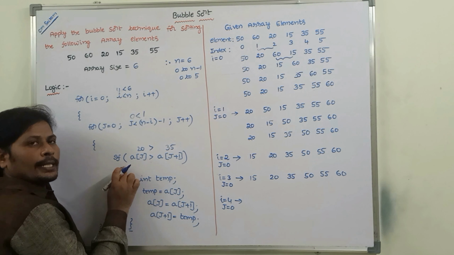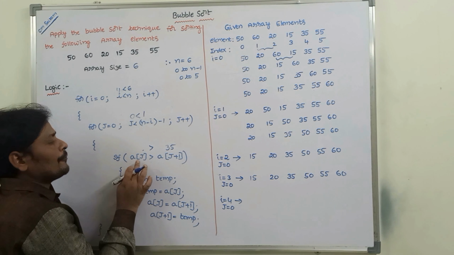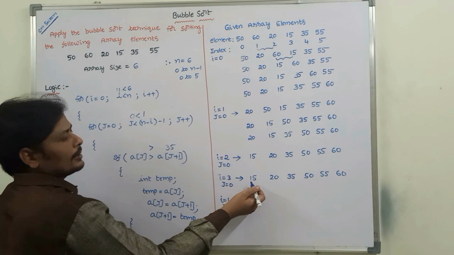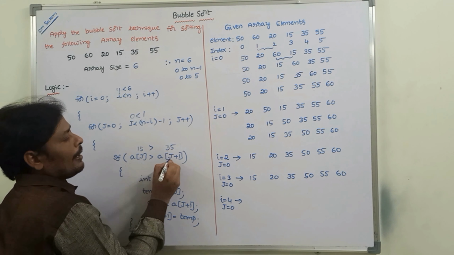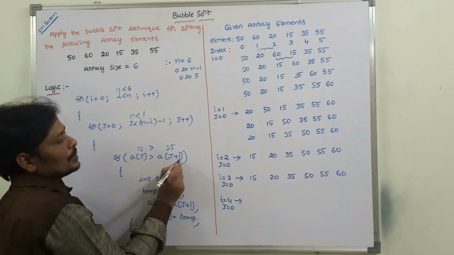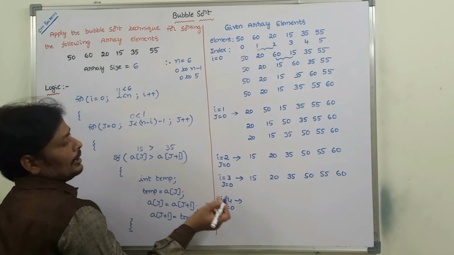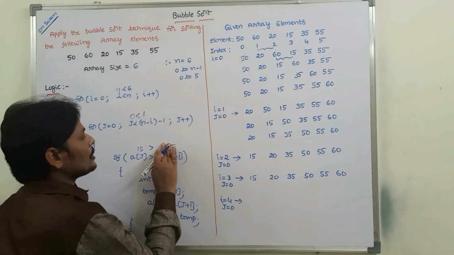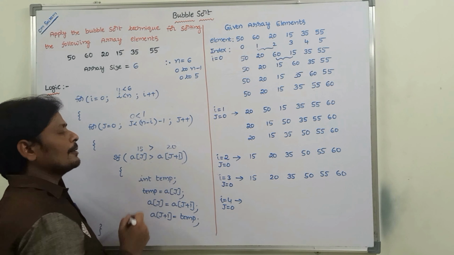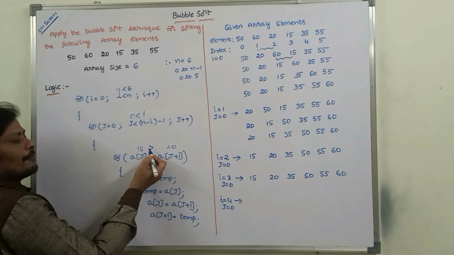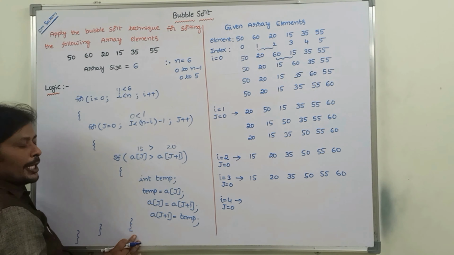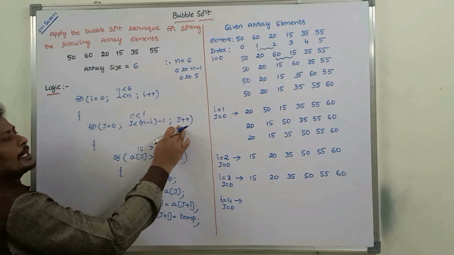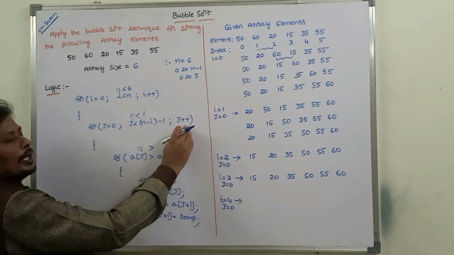Here if statement is there. If A of 0, j value 0, A of 0 means that we are getting 15. So 15 greater than A of j plus 1, j value 0, 0 plus 1, so that is 1. A of 1 contains 20. So 15 greater than 20, this is false. Then the control goes to the next statement after the if block. There are no statements there. Again j value is incremented and the control goes to the inner for loop.